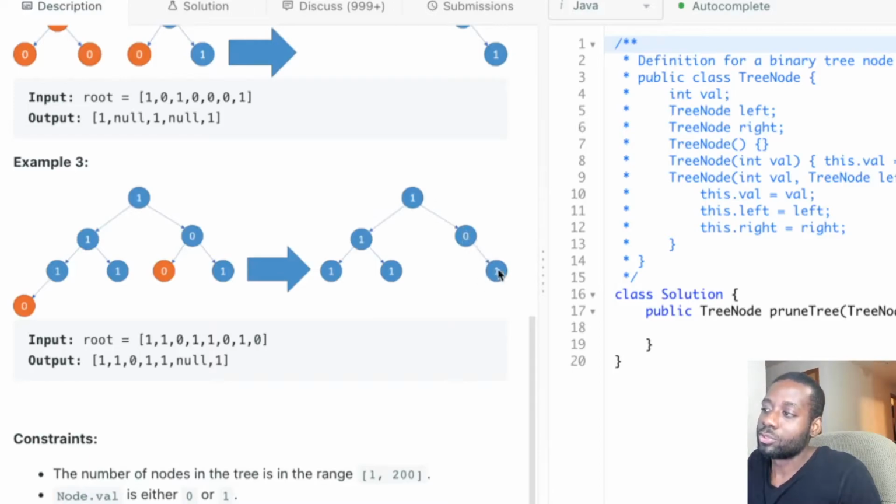If this was a zero, then we would have to get rid of it, and the tree would have looked different. It would have only included those four ones, so the right side would have been empty if that was the case.